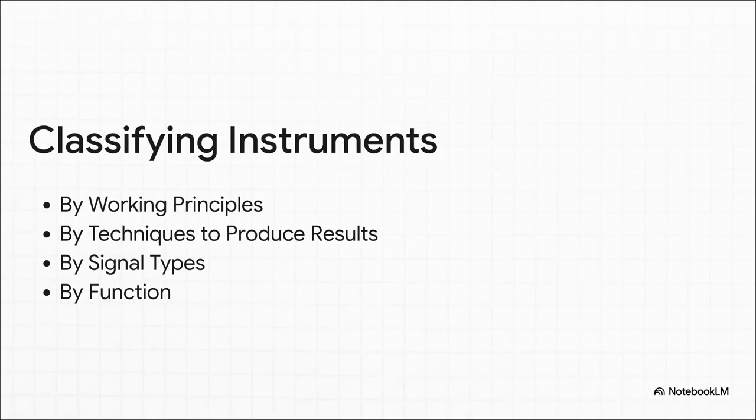Okay, so not all instruments are made the same, right? We actually classify them based on a few key things: their fundamental working principles, the techniques they use to get a result, their signal types, analog versus digital, and their specific function. Understanding these categories is really the first step to picking the right tool for the right job.